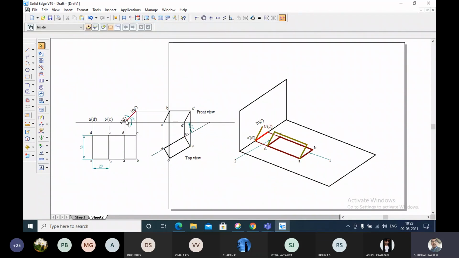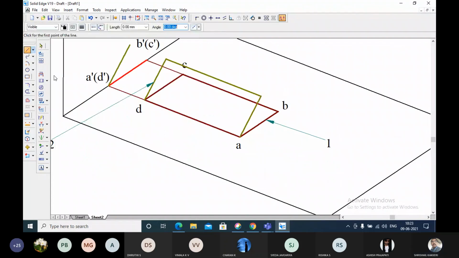If you look from the front, A dash D dash will be here, and B dash C dash will be here. If I look from the top, this will be AD, and the DC appears to be smaller in length. How much smaller? Let me draw one line. It appears to be this much length in the top view. Correct or not? 45 degrees, sir. Yes, when it is at an angle of 45 degrees here, in the top view the observer looks at it, and it will appear this much length.